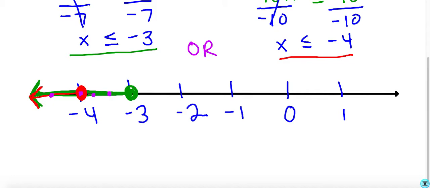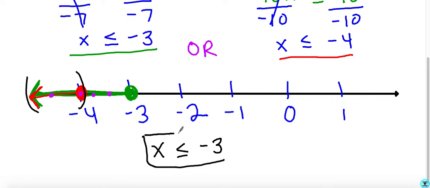So in order not to be redundant, we could just say that x is less than or equal to -3, because this includes x is less than or equal to -4, because anything to the left of -3 is going to include anything to the left of -4. So this is our final answer. We don't need to say one or the other because no matter what, our solution is going to be included within this inequality.